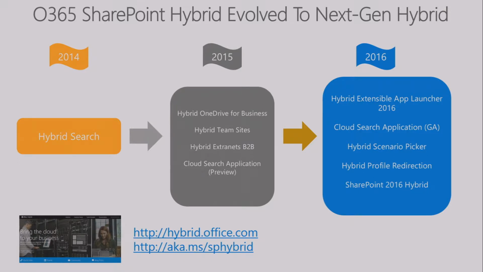here is one single URL, hybrid.office.com, or aka.ms/sphybrid. All these scenarios that I quickly glanced through just now have detailed scenario details as well as specifications available at that URL. I also did an Ignite session going into further details on these specific scenarios, back a couple of days ago on Tuesday. So there's a link there for my Ignite session, so you can take a look at that as well.